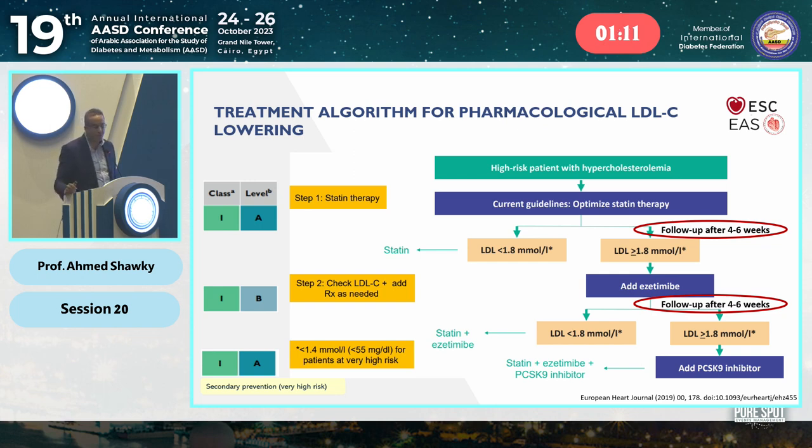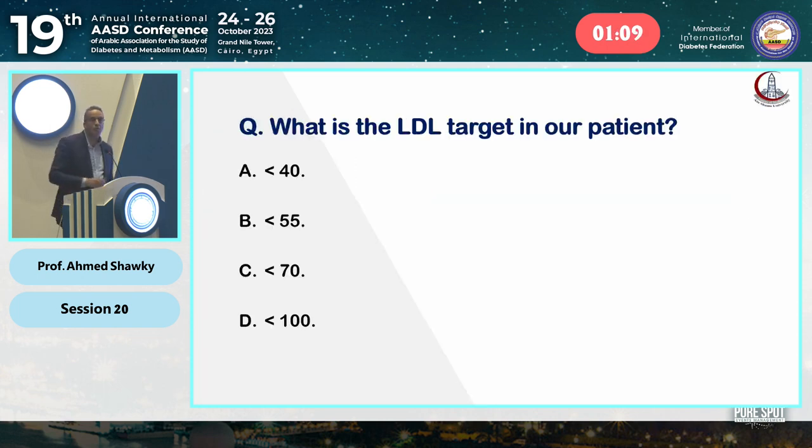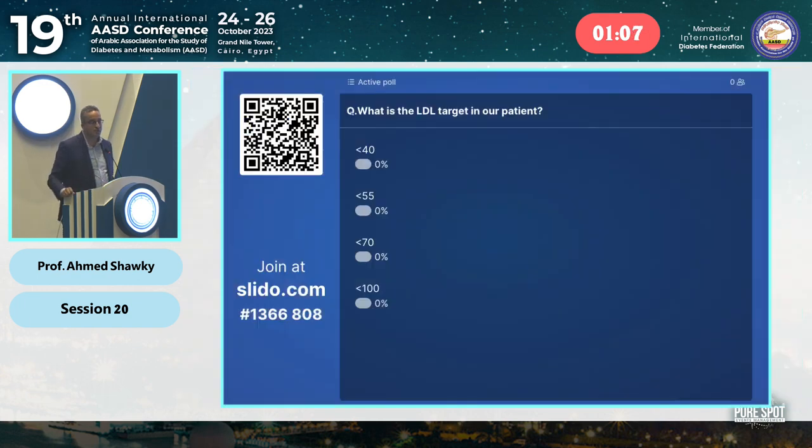This is important. A quick question: what is the LDL target in our patient? When she was at high risk, it was 70. What do you think it's going to be here? This can go very quickly. Thank you so much, this is perfect. I think we can skip the question.